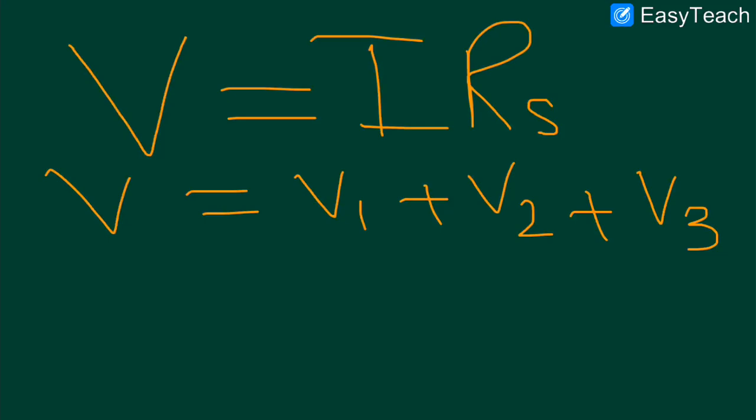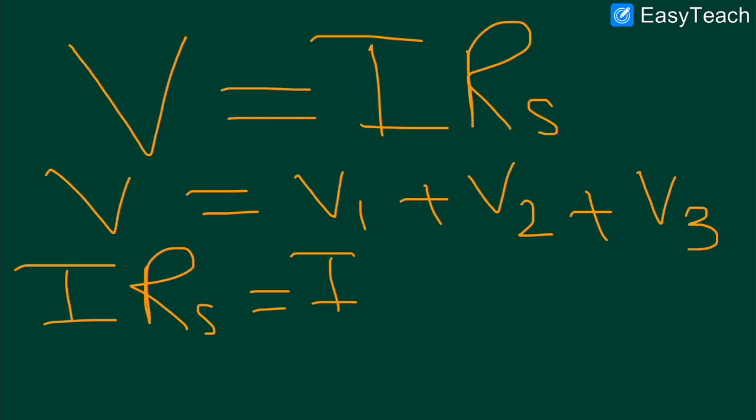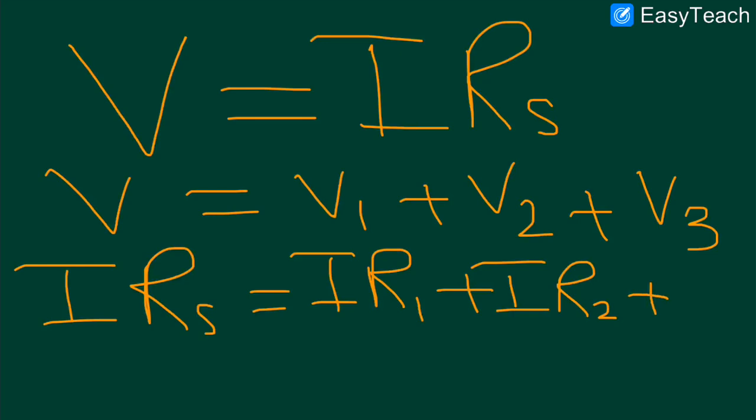Now let me substitute the values. In place of V, what will I write? I into Rs. What about V1? This is equal to I into R1. What about V2? I into R2. And what about V3? I into R3.